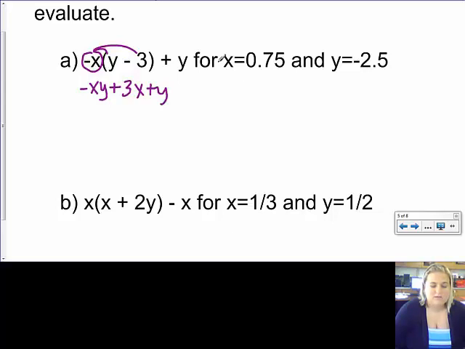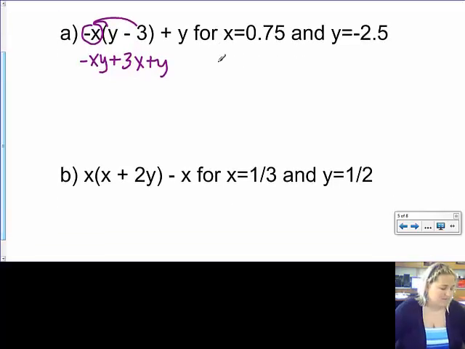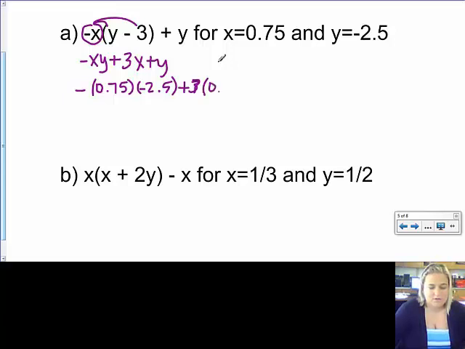Okay. I can't simplify this any farther because I don't have any like terms, so now is the point that I can go ahead and substitute. I have negative, instead of x, I'm going to put 0.75 times y, which is -2.5, plus 3, instead of x, I'm going to put 0.75, plus y is a -2.5. So I have a -0.75 times -2.5, and negative times a negative I know gives me a positive.